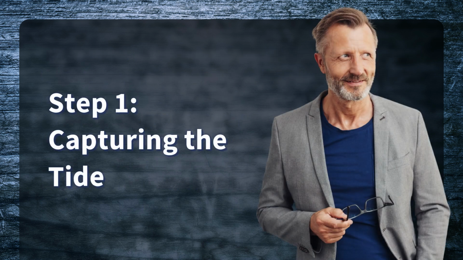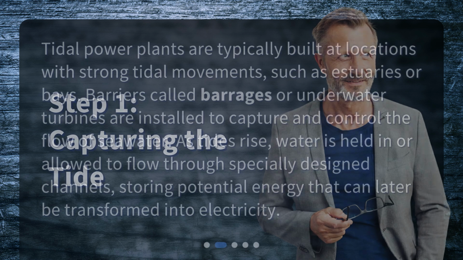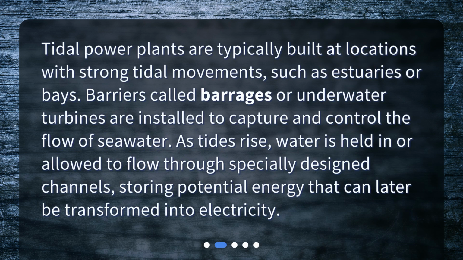Step 1. Capturing the tide. Tidal power plants are typically built at locations with strong tidal movements, such as estuaries or bays. Barriers called barrages or underwater turbines are installed to capture and control the flow of seawater. As tides rise, water is held in or allowed to flow through specially designed channels, storing potential energy that can later be transformed into electricity.